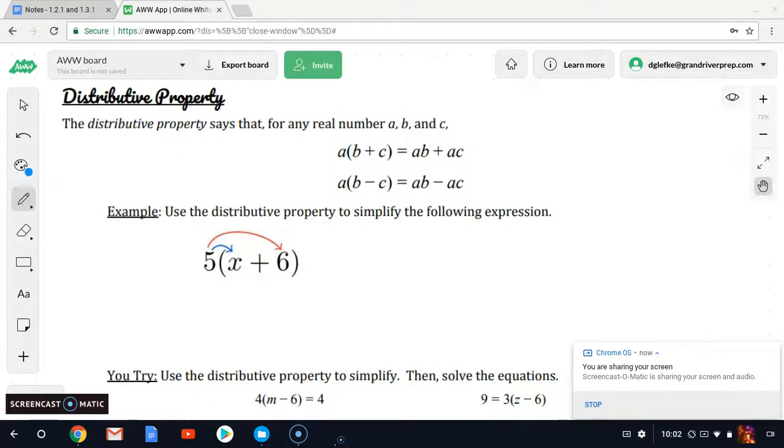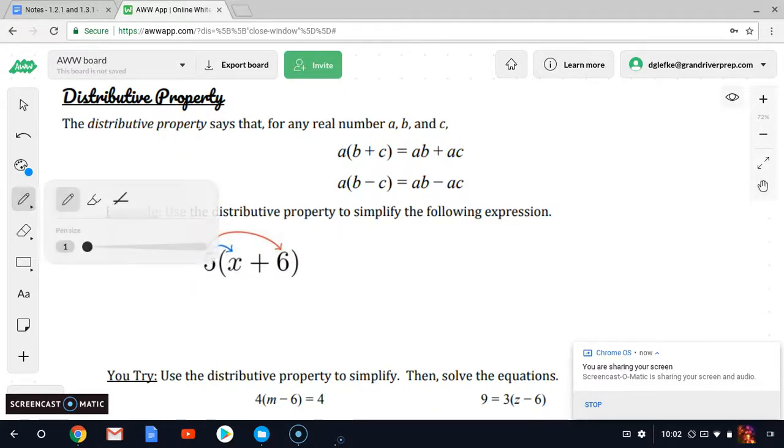All right, now we are going to look at the distributive property. And the distributive property is this rule right here. And it might look a little confusing until we actually do it with some numbers. So we're going to go through this first example here.